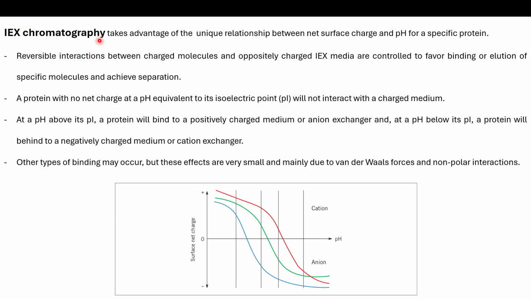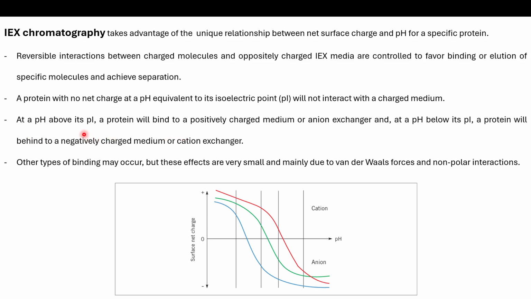Now, ion exchange chromatography takes advantage of the unique relationship between net surface charge and pH of a specific protein. The interactions can be reversible between charged molecules, and oppositely charged IEX media are controlled to favor binding or elution of specific molecules and achieve separation. A protein having no net charge at a pH equivalent to its isoelectric point, that means a zwitterionic state, will not interact with a charged medium, and at a pH above its pI, a protein will bind to a positively charged medium, right?